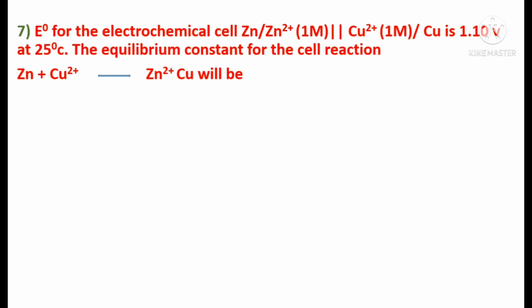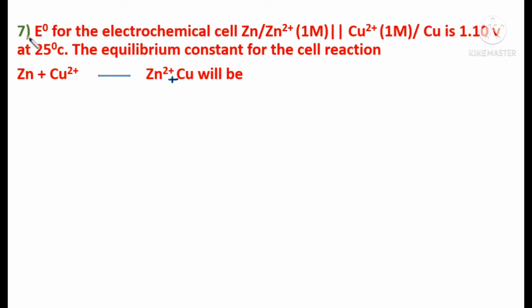Read the next problem. E naught for the electrochemical cell Zn, Zn2 plus, its concentration given as 1 molar, then Cu2 plus, its concentration also 1 molar, Cu, is 1.10 volt at 25 degrees centigrade. The equilibrium constant for the cell reaction Zn plus Cu2 plus gives Zn2 plus plus Cu will be, see, they are asking you to calculate the equilibrium constant, that is K equilibrium, right?